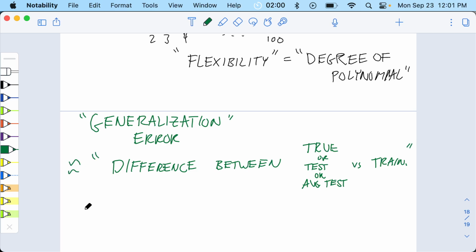And I will say overfitting means big generalization error. This is another common definition. Overfitting equals large generalization error.